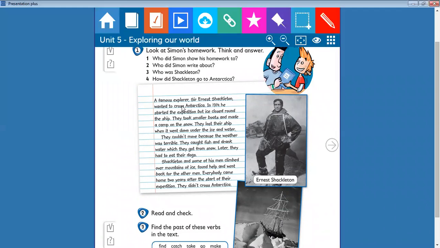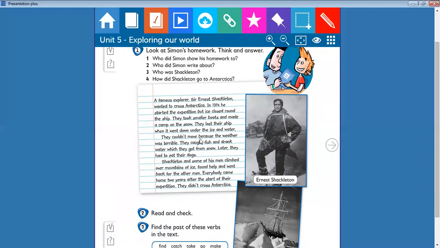A famous explorer, Sir Ernest Shackleton, wanted to cross Antarctica. In 1914, he started the expedition, but ice closed round the ship. They took smaller boats and made a camp on the snow. They lost their ship when it went down under the ice and water.